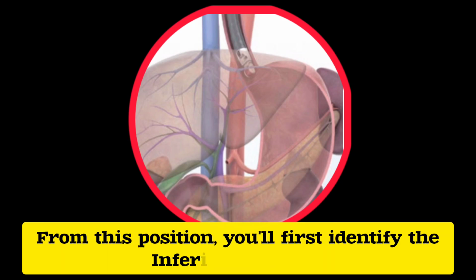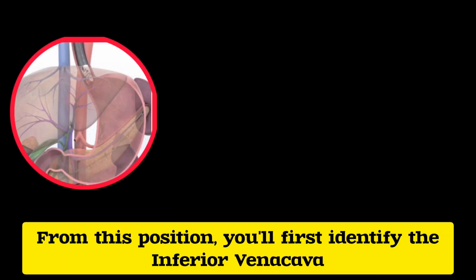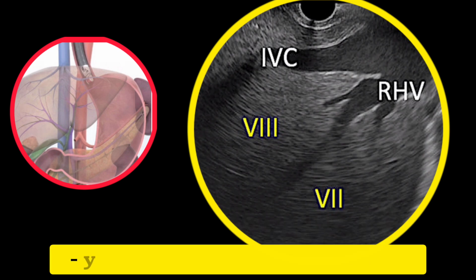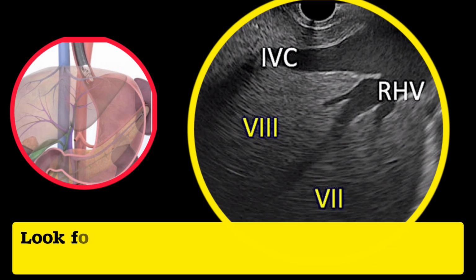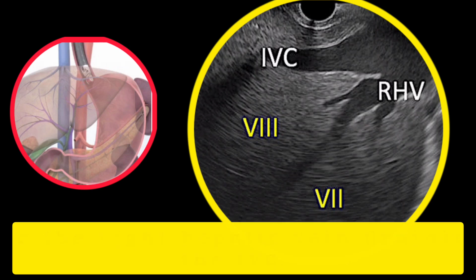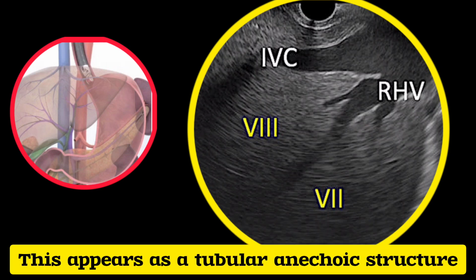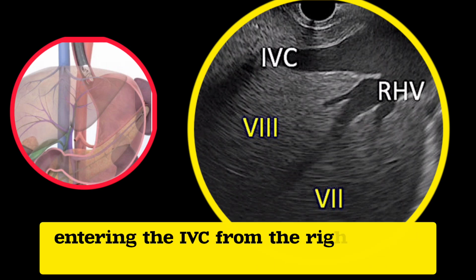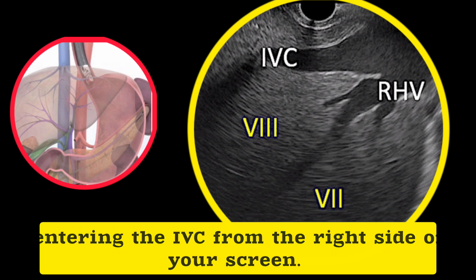From this position, you'll first identify the inferior vena cava, your primary reference structure. Look for the right hepatic vein draining into the IVC. This appears as a tubular anechoic structure, entering the IVC from the right side of your screen.